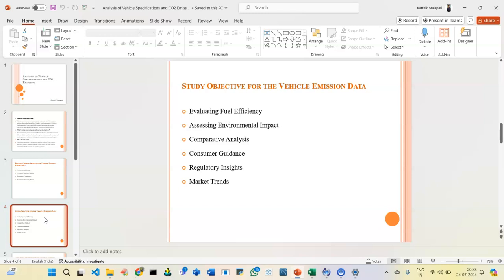Another one is regulatory insights, where we can offer data that can aid policymakers in understanding current vehicle emissions, which is essential for setting and updating emission standards and regulations. And the market trend: analyzing trends in vehicle design and performance related to fuel consumption and emission provides valuable information for automotive industry stakeholders.